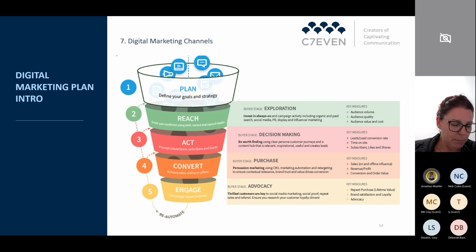So repeat purchase, we're looking at brand satisfaction, loyalty, and then advocacy. So are they going to go out and actively vouch for you? And of those people that are thrilled to bits with your product and service, how can you encourage and leverage that to almost start perhaps a referral program or a VIP club, or how can you actually reward them for going out and being an active advocate for your business, your product or service?